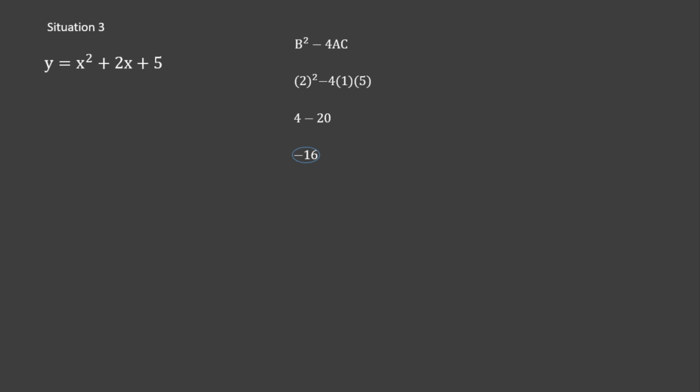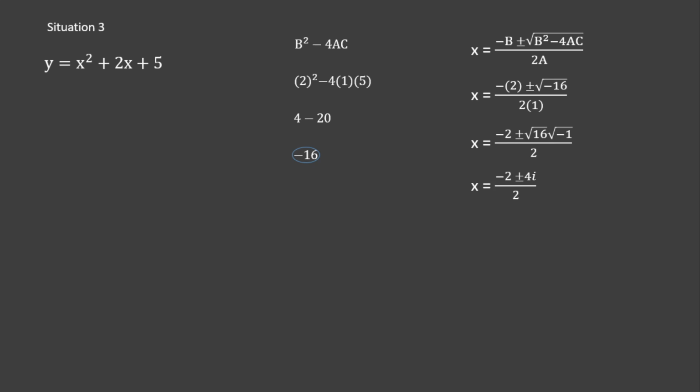Plug that into the quadratic formula and see what it looks like. So we know we can just plug our discriminant in underneath the square root. And then we're going to end up with negative 2 plus or minus the square root of negative 16, over 2. So the square root of negative 16 we can break up into the square root of 16 and the square root of negative 1. Square root of 16 is 4. Square root of negative 1 is the imaginary number, that is i. Then we're going to end up with negative 2 plus or minus 4i over 2. We can divide that 2 out. We'll end up with negative 1 plus or minus 2i.